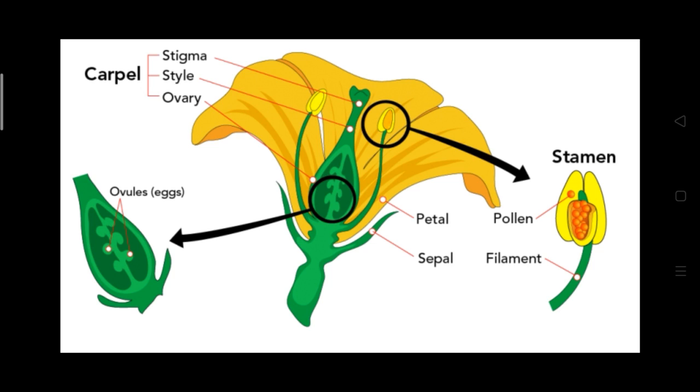And we discussed last year that the reproductive parts of the plants will produce gametes, the male gamete and the female gamete. The male part of the flower will produce the male gamete. The female part of the flower will produce the female gamete. And these two gametes will fuse to form a zygote. That zygote is the new cell which forms after fertilization, and the zygote will develop into a new individual.